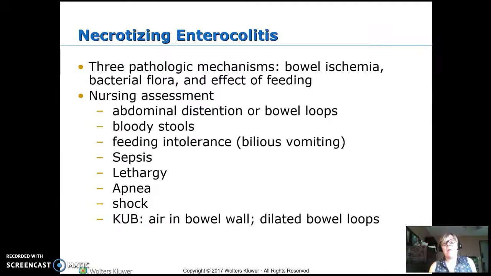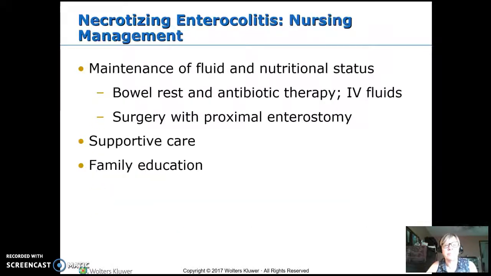Necrotic bowel is dead. If you let that die, they will become septic. So you're going to see lethargy, apnea, shock. The way we look for it is a KUB, which is an abdominal x-ray. You're looking for air in the bowel wall and those dilated loops. Dead tissue has to be taken out. There's nothing we can do. So this child has to go to surgery and have it taken out.